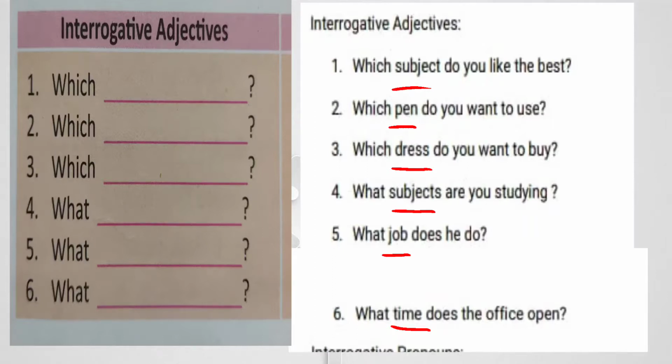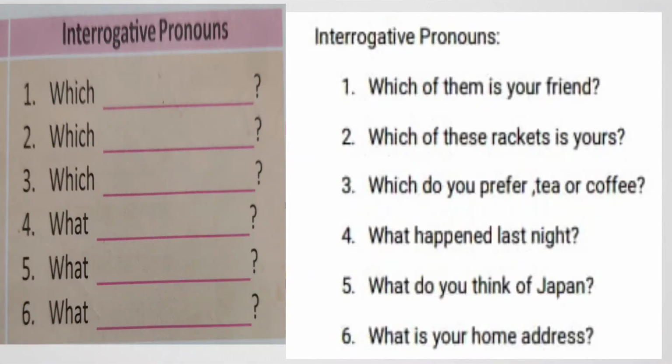Now in the second column we have the examples of interrogative pronouns. Here in this column you will fill the examples of interrogative pronouns. Okay. Now first is, which of them is your friend? So here this is an example of interrogative pronouns, because when which or what are used with nouns they are adjectives, but here no noun is there. So that means these are the examples of interrogative pronouns. Here you can see verb is given. Which of these rackets is yours?